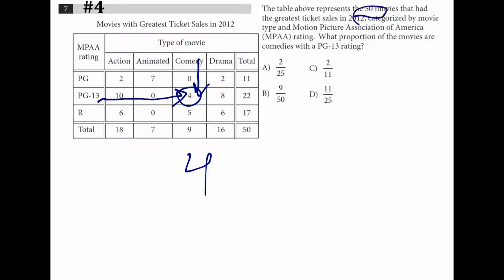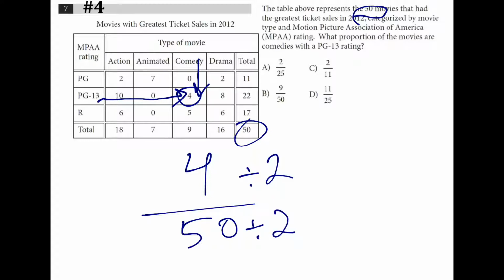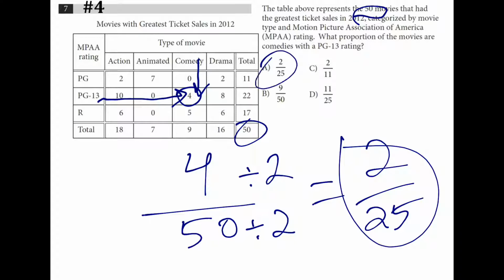And they tell you here there are 50 total movies, or it's down here in the bottom. So 4 over 50. If you don't notice that in the answer choices, that's because this is not the least common form of this fraction. In fact, if we divide the top and the bottom by 2, we end up with 2 25ths. A is our best answer.